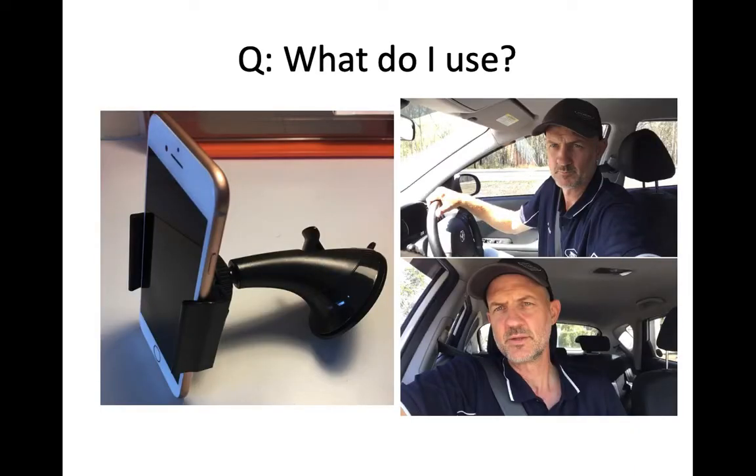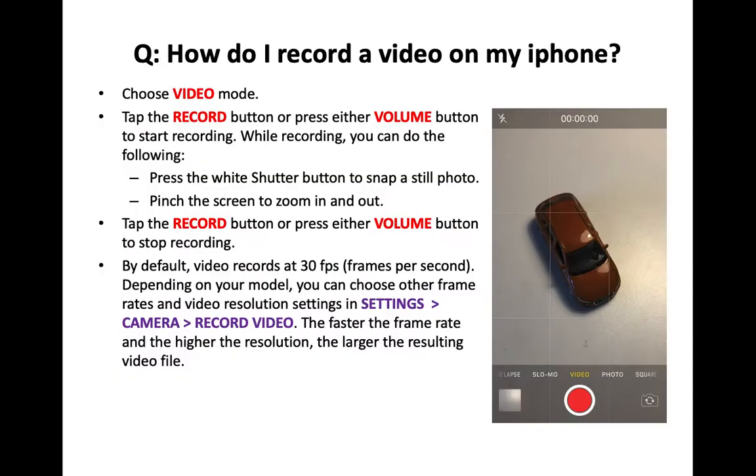What do I use? On the left, you've got a picture of an iPhone sitting in a little cradle that you can tighten up, and a suction cup on the back, which I connect either to the front windscreen or to the side window, depending on what type of evidence I'm collecting. So that's just a screenshot I've taken of myself with the camera set up doing those YouTube training videos that I've made on my channel.